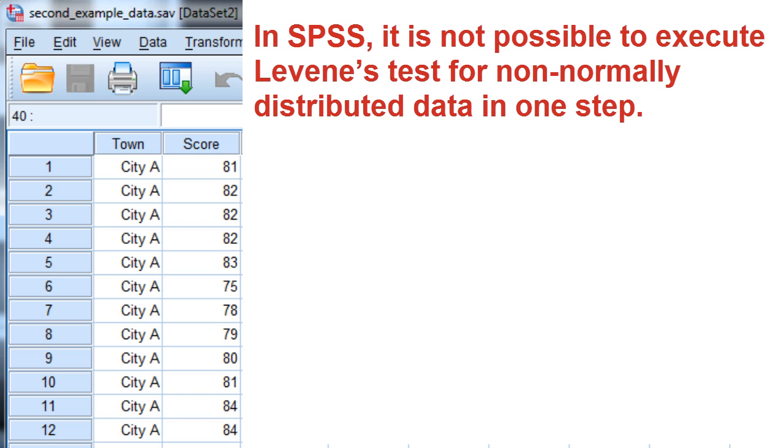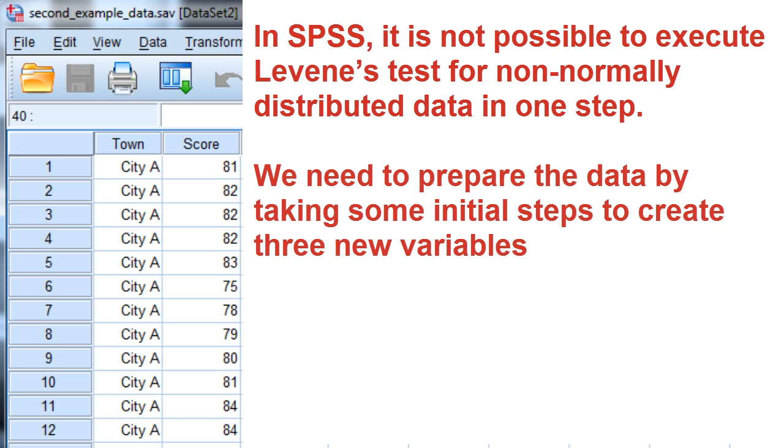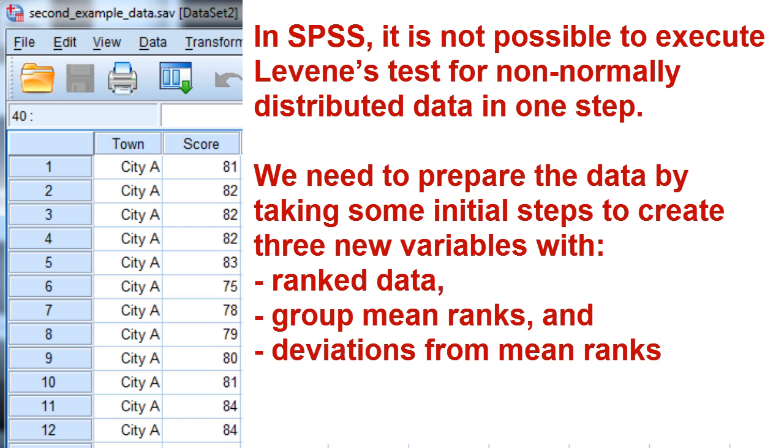In SPSS, it's not yet possible to execute the Levene's test for non-normally distributed data in one step. We need to prepare our data by taking some initial steps to create three new variables with ranked data, group mean ranks, and deviations from those mean ranks.